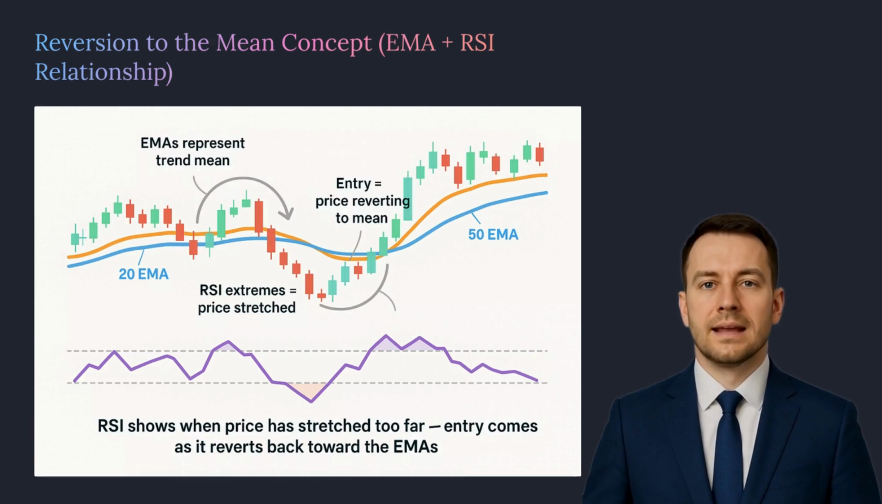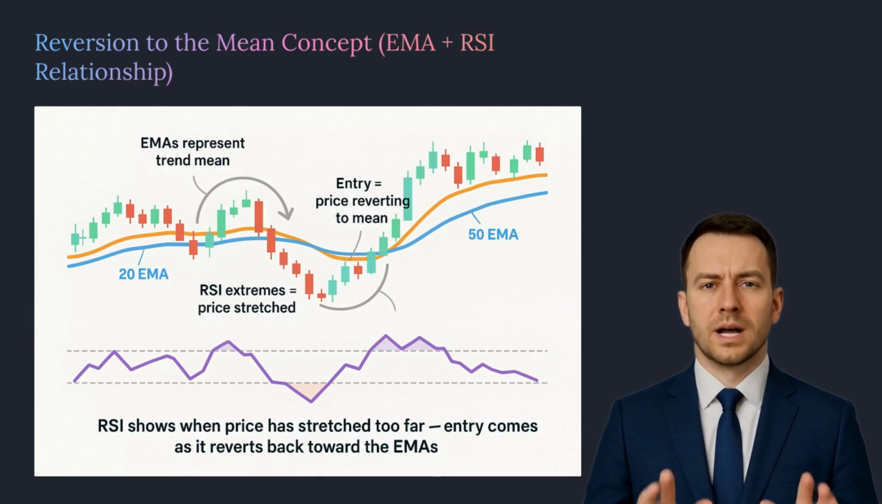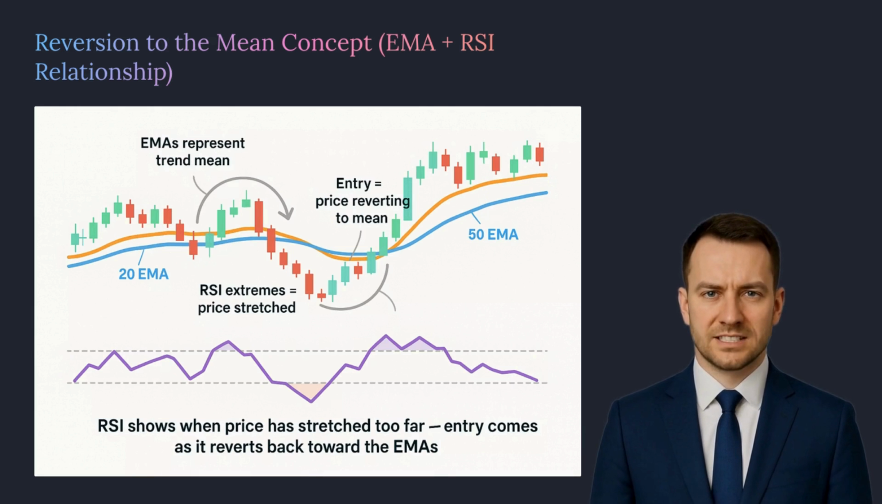The EMAs represent the trending mean price. RSI tells us when we've stretched away from that mean, oversold, overbought. And the entry trigger is when price snaps back toward the mean, RSI crossing out of extreme, candle color shift. This way, we join the bigger trend right as it's likely to accelerate again.